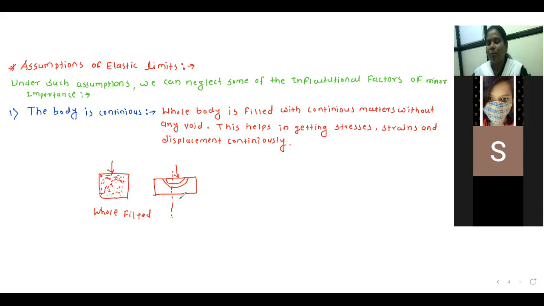So if our body is continuous, at that time definitely this body will get maximum load and give maximum strain. So body is continuous means you have to fill body continuously without any void.